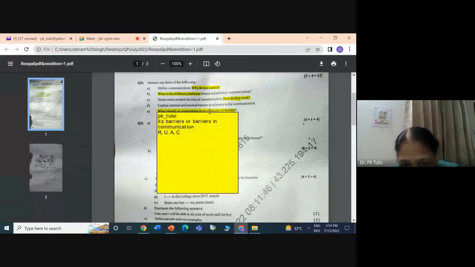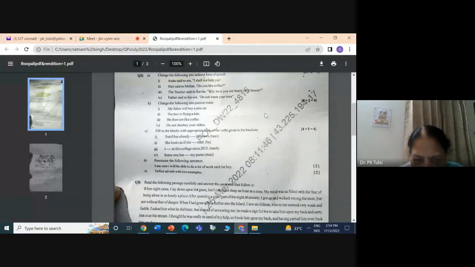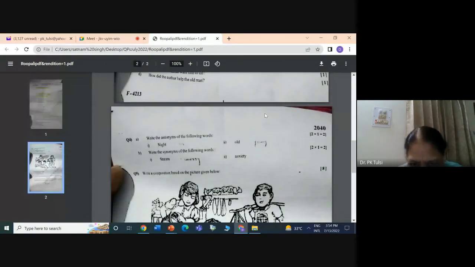Then what should an organization do to overcome its barriers. Its barriers, ऑर्गेनाइजेशन में तो बहुत सारे बैरियर्स होते हैं. प्रोडक्टिविटी में बैरियर हो सकते हैं, हायरिंग ऑफ पीपल में बैरियर, पर आप तो कम्युनिकेशन में चाहते हो ना. So the question should have been, explain any 2 strategies to overcome the barriers in communication. Make it specific. Then change the following into, ये application पे है, ठीक है. बाकी ठीक है. I think rest of the things are okay with me.